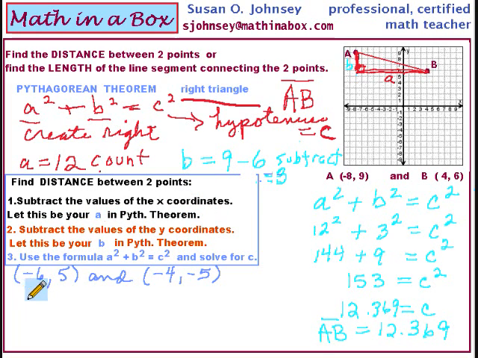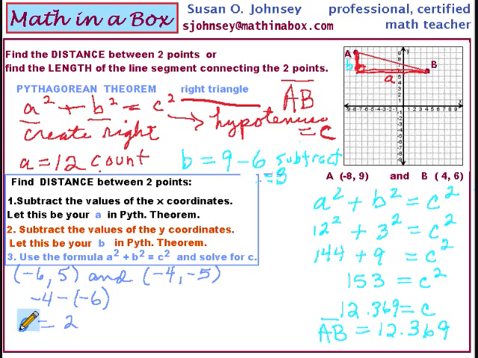Now I prefer to make the larger number first, so that will be a -4, which is larger, minus or subtract a -6. Now I'm going to put parentheses around that. So a -4 subtract a -6 will give me -4 plus 6, which is 2.